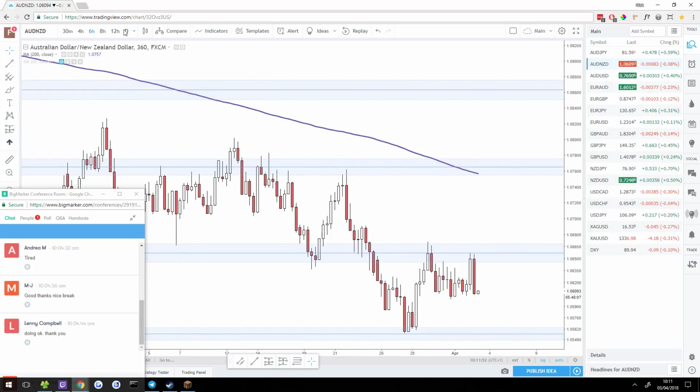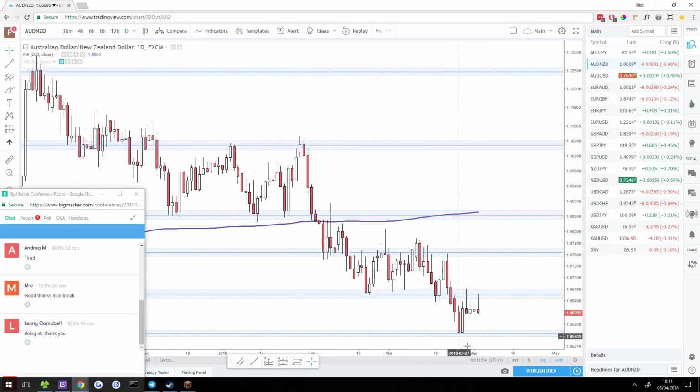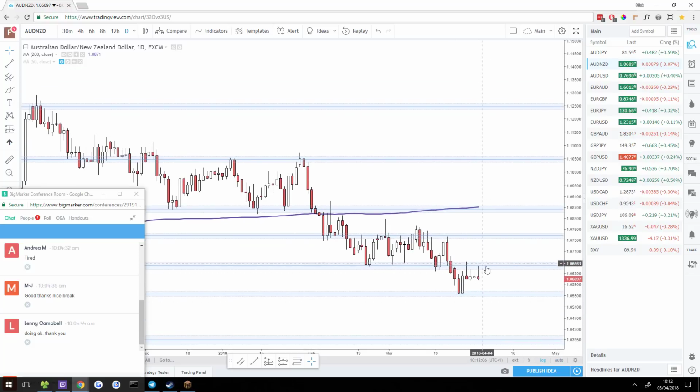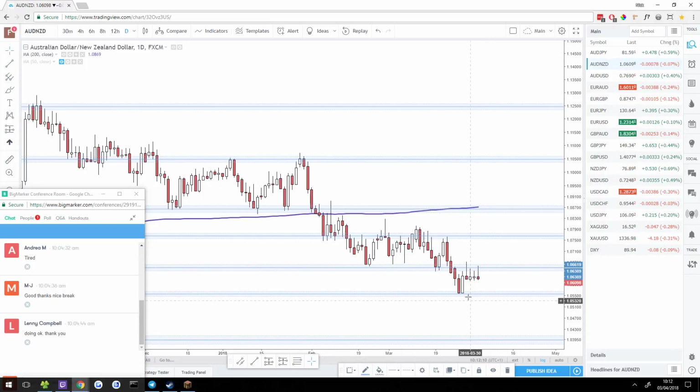AUD New Zealand, what's going on here? Similar thing, it's in a rangy area, but it's not really started to range properly yet. What I mean by a rangy area is an area where we've got two support resistance areas pretty close together. In fact, I'm going to move this one down just a tad. It's bounced from the lower one, and now it's stalling at the higher one. This one hasn't really developed into a range yet, but it looks like it could. Other than that, there's not really much going on in AUD New Zealand.